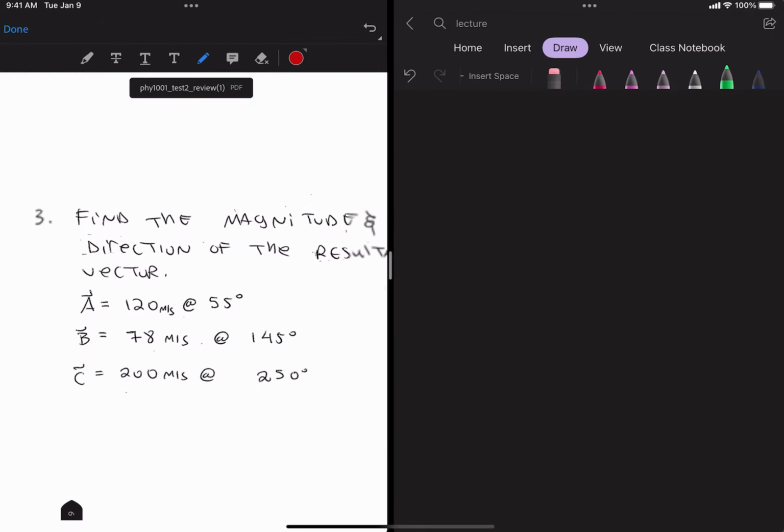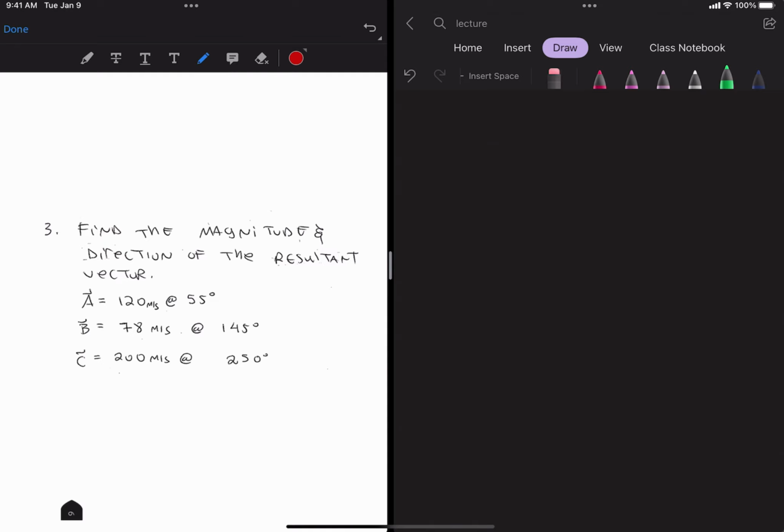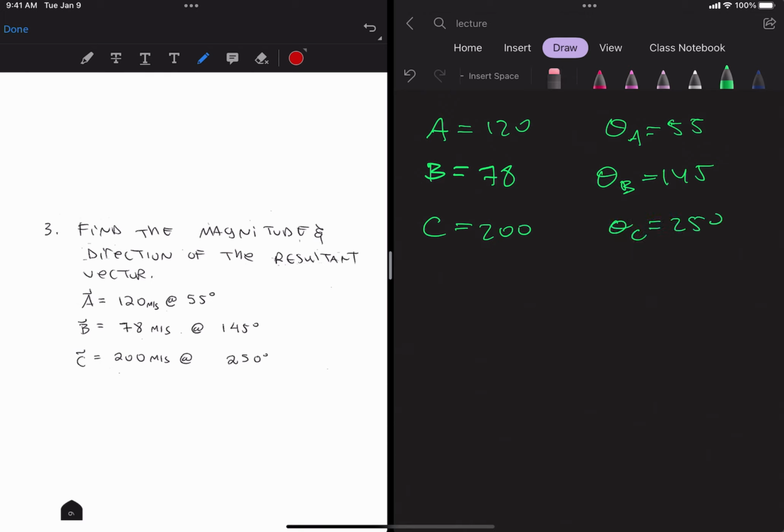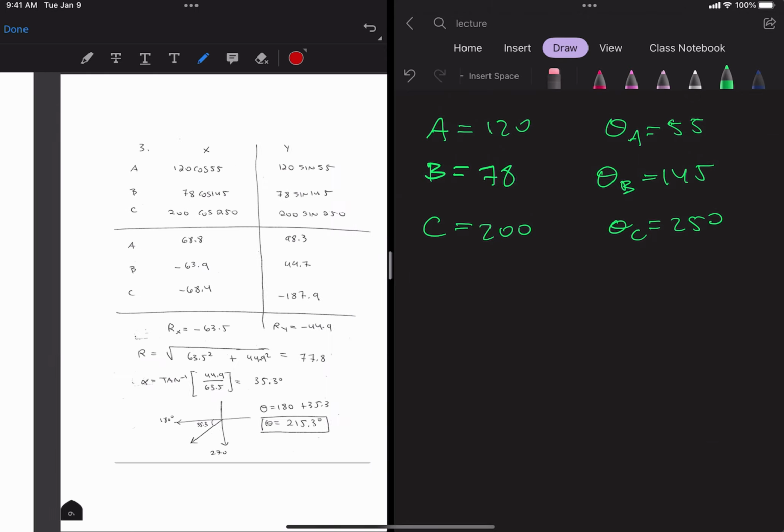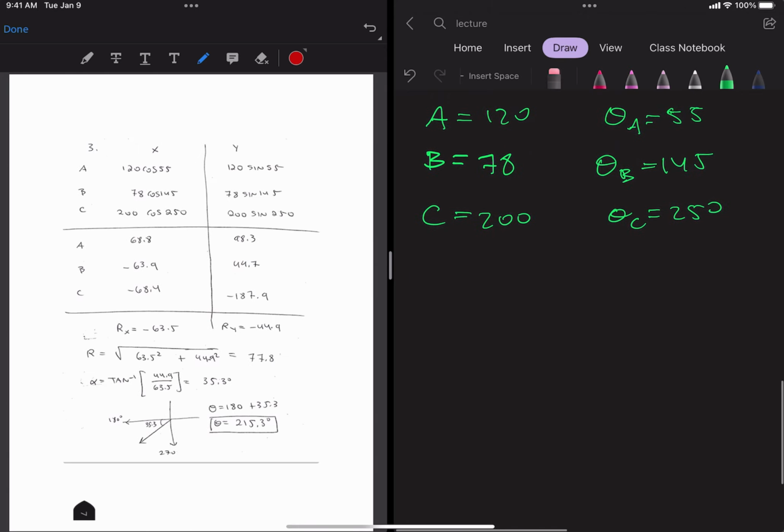Alright, so let's just write down the givens. Vector A has a magnitude of 120, and the direction for vector A is 55. Vector B has a magnitude of 78, and the direction for vector B is 145. Vector C has a magnitude of 200, and the direction for vector C is 250. We want to add these vectors together. To keep track of everything, we can make a table with all your x values here and all your y values there.